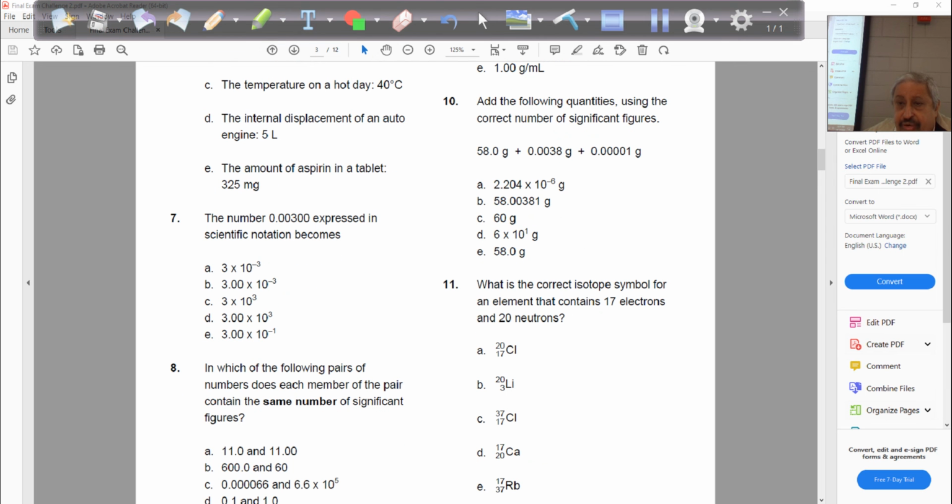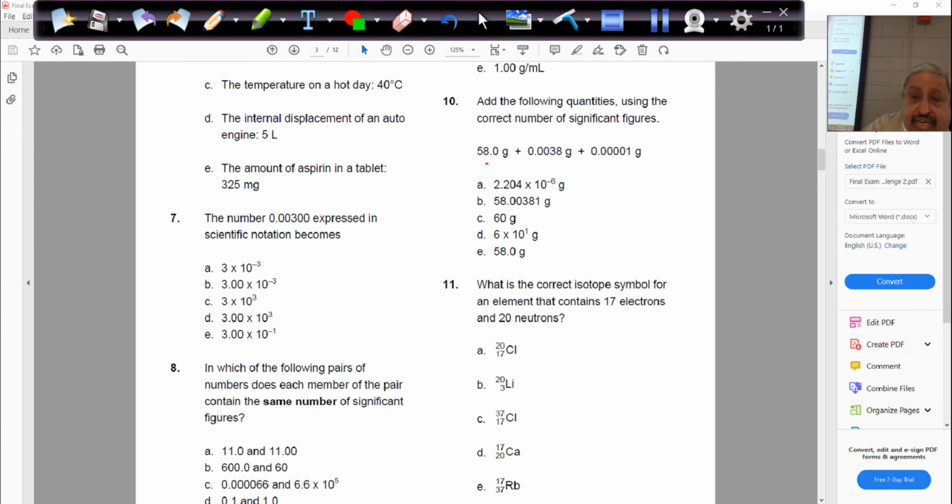Add the following quantities using the correct number of sig figs. Okay, guys. What we have to watch here, adding and subtracting, is the number of digits after the decimal. Here, how many digits do I have? 1 digit. Here, 4. Here, 5. My answer has to have 1 digit after the decimal.